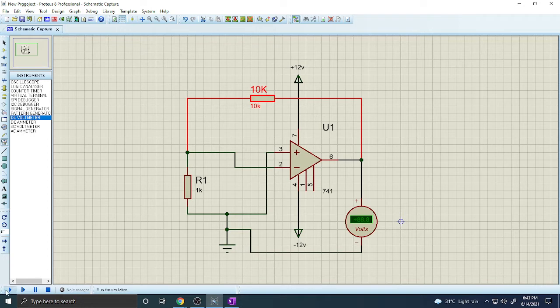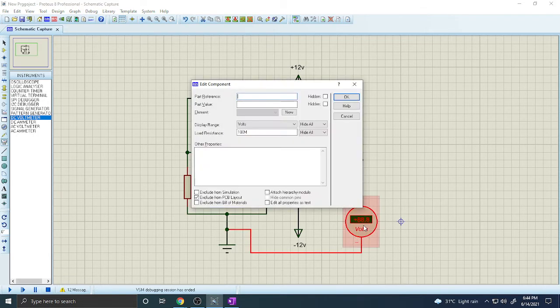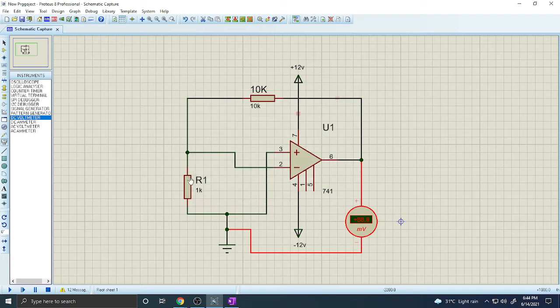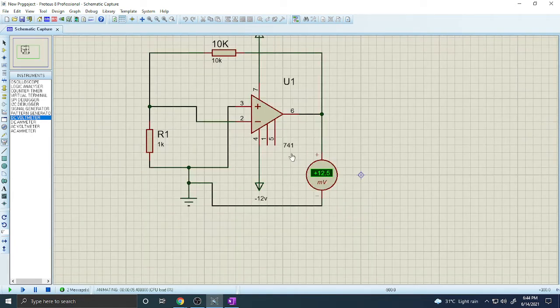Now run the simulation and see that the voltage equals 0.01 volt. One thing should be remembered: we measure in the millivolt range, so double click the voltmeter and select the millivolt range. Then okay, and run the simulation again. See that the error voltage V01 at the output has a magnitude of approximately 12.5 millivolt.